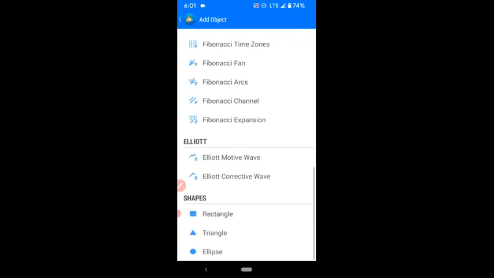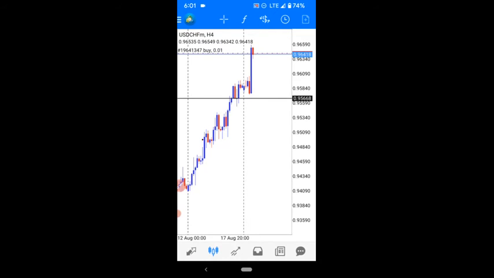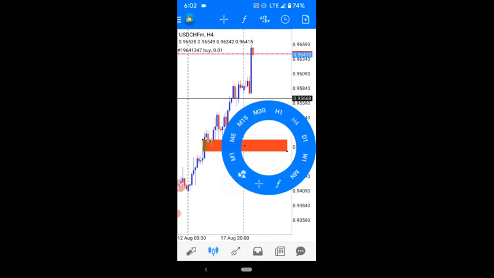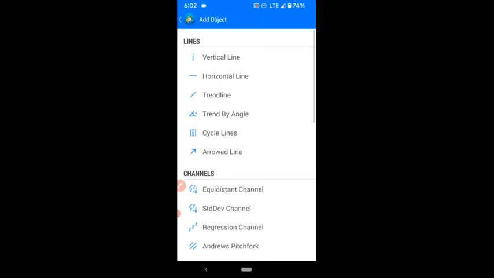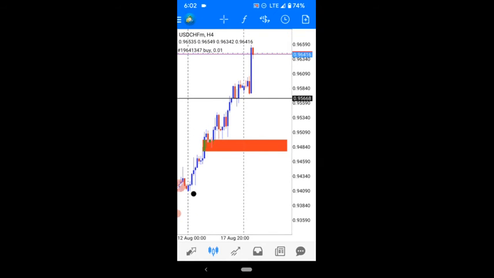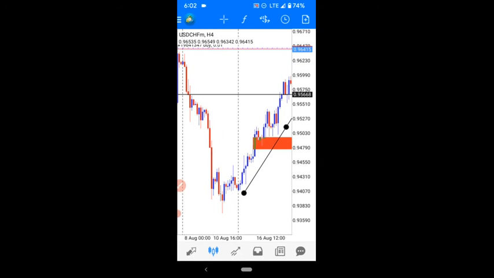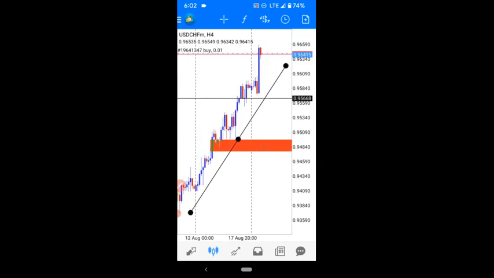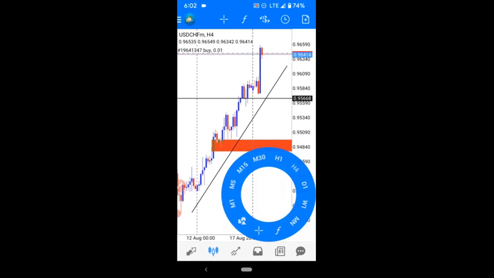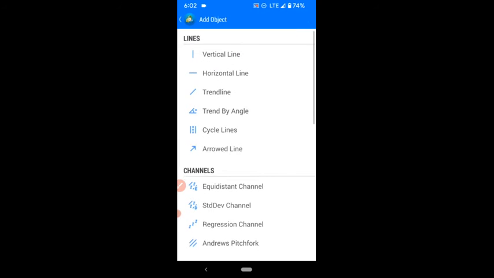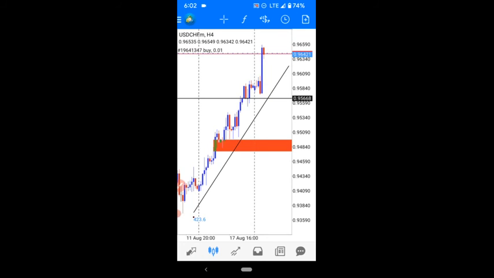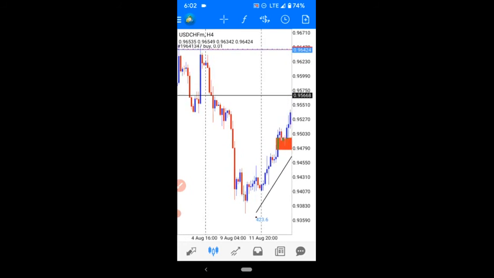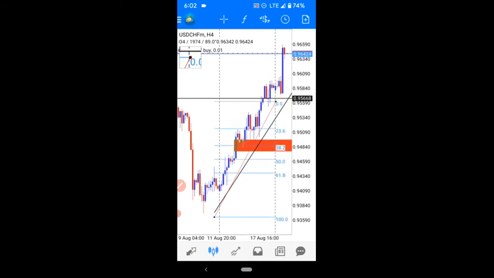You can add a rectangle. Maybe you want to draw a supply and demand zone. You can add it like that. You can draw your trend line. There are many things you can do here. Fibonacci retracement, we can start from here. You draw.